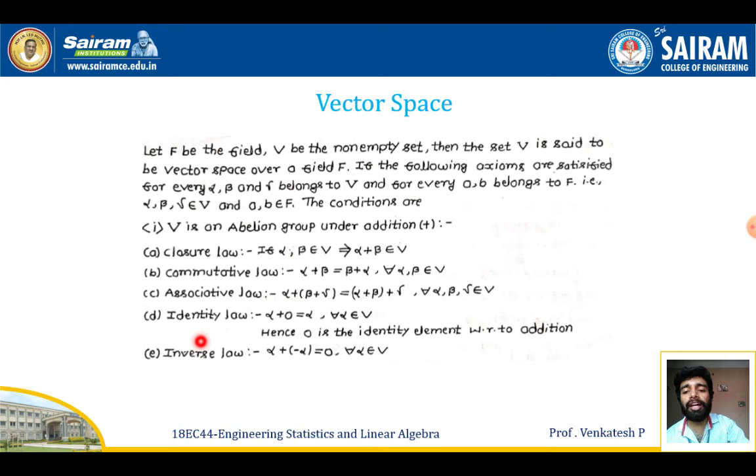Next is the inverse law. The inverse law is given by alpha plus (minus alpha) should be equal to 0. In the inverse law, the condition is that after adding the two elements, we must get the identity element. So I am taking alpha plus minus alpha, and combining these two, I get 0. Hence the inverse law also gets satisfied. With all these 5 conditions, we can say that the given non-empty set V with plus is an abelian group under the operation addition.